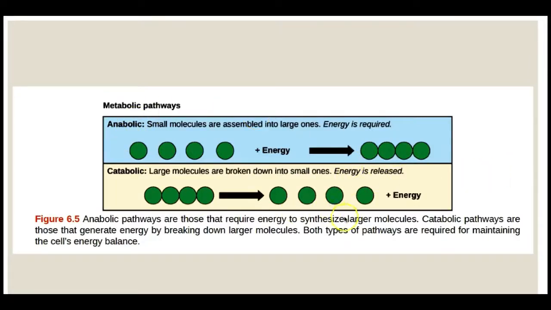This is a simplified metabolic pathway. For the anabolic, small molecules 1, 2, 3, and 4 are assembled into large ones with the help of energy. And for the catabolic pathways, large molecules, 4 bonded molecules, will be broken down into 4 small ones, and energy is released. It's interchangeable, and one is constructive and one is destructive. One uses energy and one releases energy.